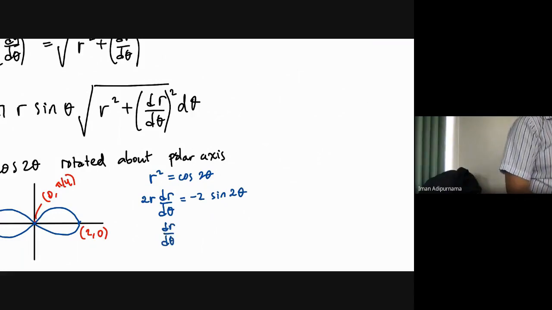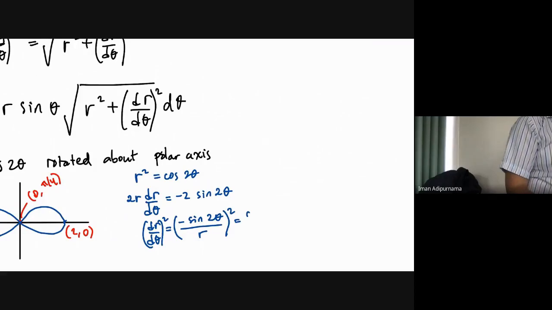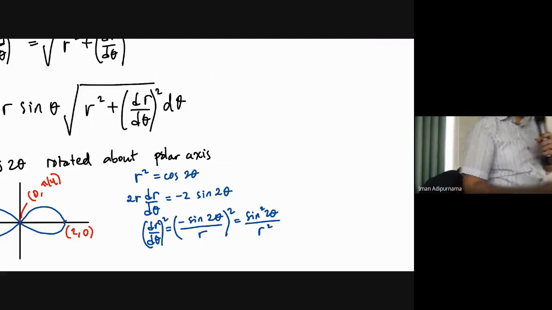So let's write r squared is cos 2 theta. We can use implicit differentiation. And then 2r dr over d theta will be negative 2 sine 2 theta. And dr over d theta will be negative sine 2 theta over r. And we can square this, and then we get sine squared 2 theta over r squared. Now the r squared is our original equation, so we're going to use this to change the formula.